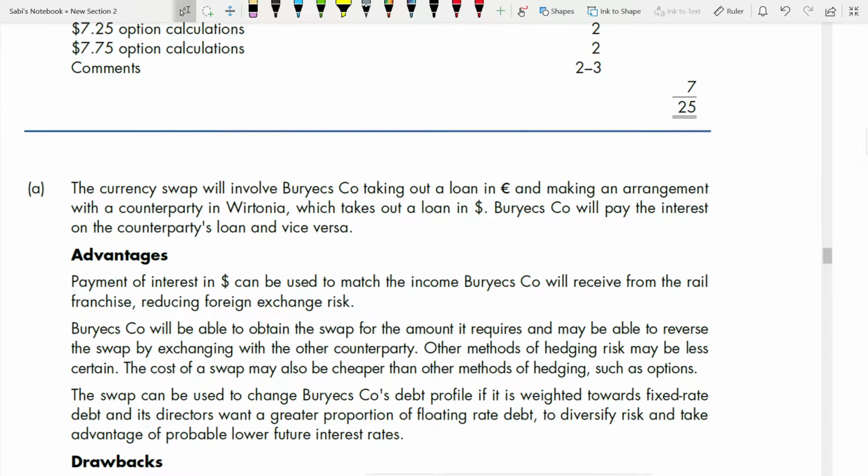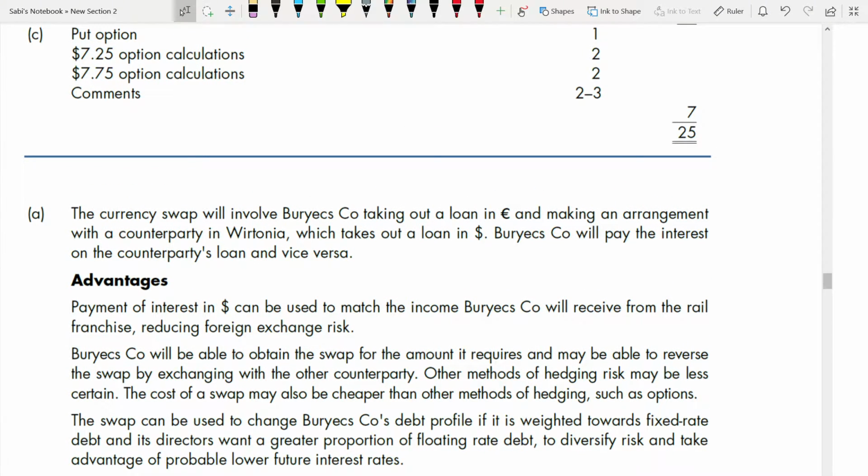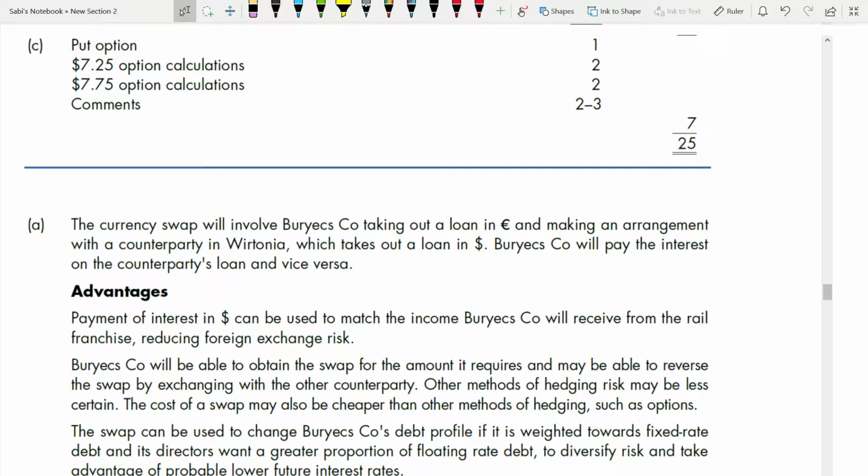Because these are theory, you can even understand them from your textbook also. Okay, so first they are giving a brief three-line definition of what a swap is before going to advantages and disadvantages. This is a good way of starting, right?